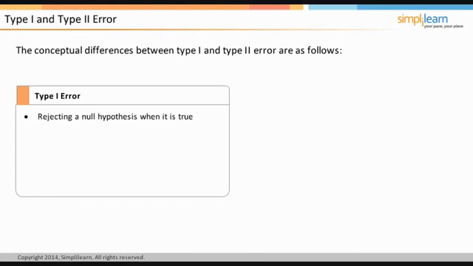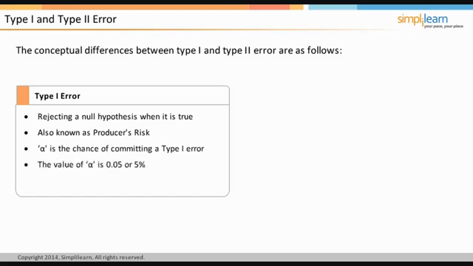Rejecting a null hypothesis when it is true is called type 1 error. It is also known as producer's risk. For example, the rejection of a product by the QA team when it is not defective will cause loss to the producer. Suppose when a movie is good, it is reviewed to be not good. This reflects type 1 error. In this case, the null hypothesis is rejected when it is actually true. The two important points to be noted are significance level, or alpha, is the chance of committing a type 1 error. The value of alpha is 0.05 or 5%.